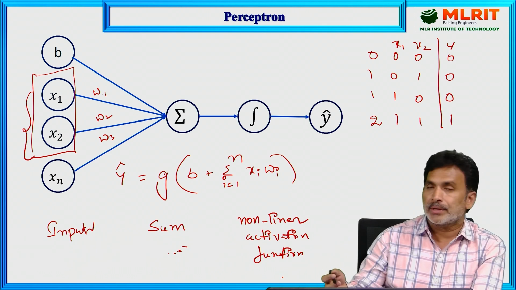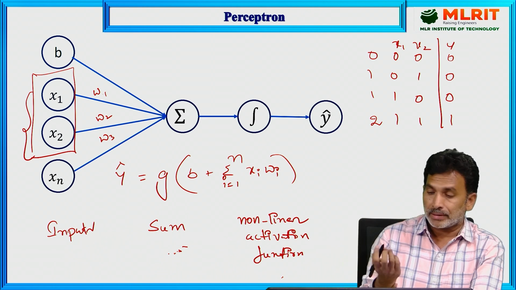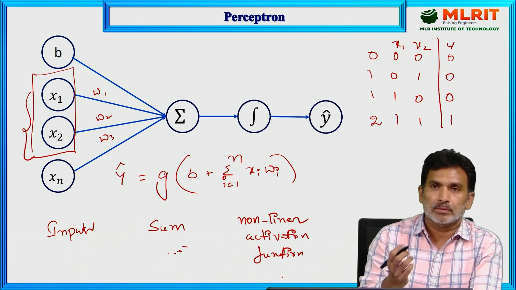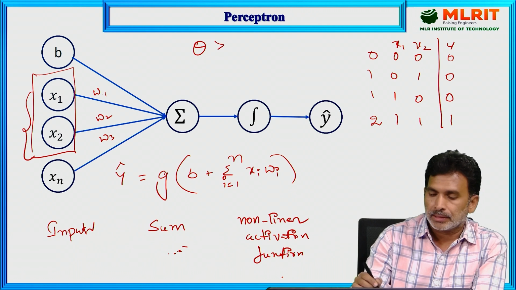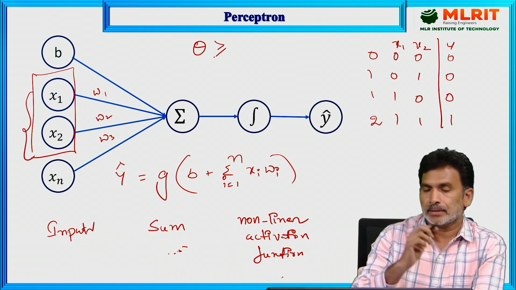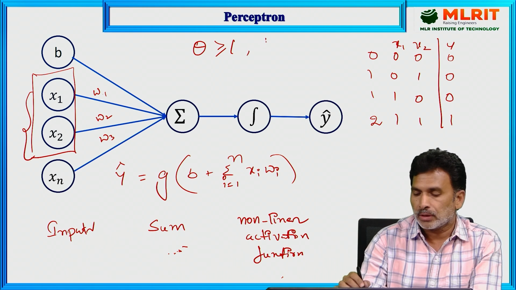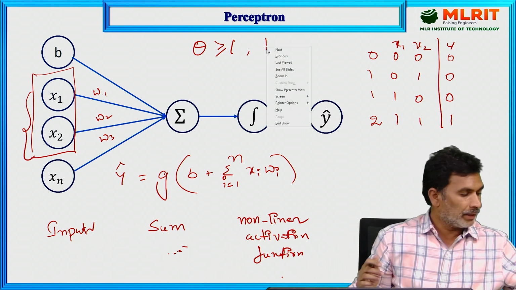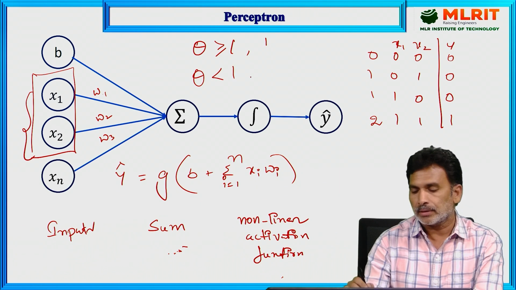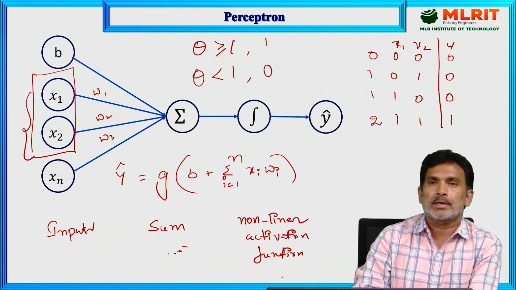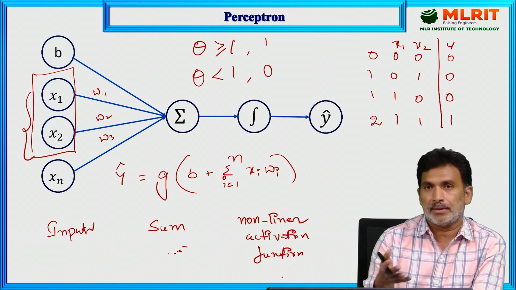So now how can we define the threshold value? In the previous case, the OR gate, we defined a threshold value, theta. If theta is greater than or equal to 1, then it has to produce the output 1. If theta is less than 1, it has to produce 0. That is how to implement the OR gate. For any number of inputs, it is valid.